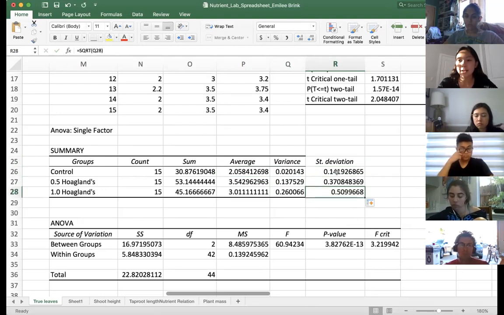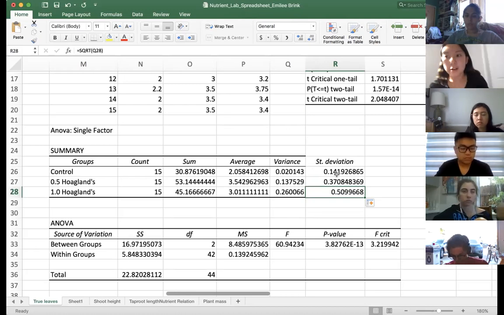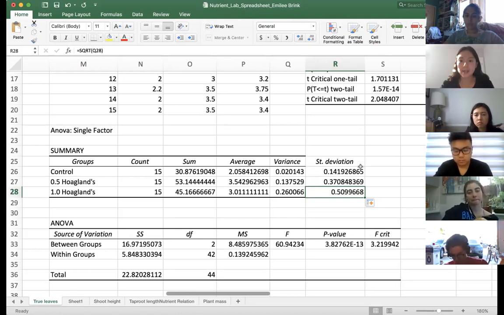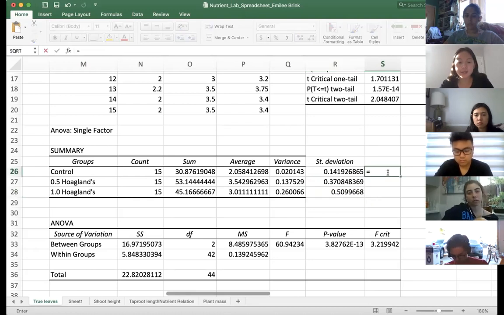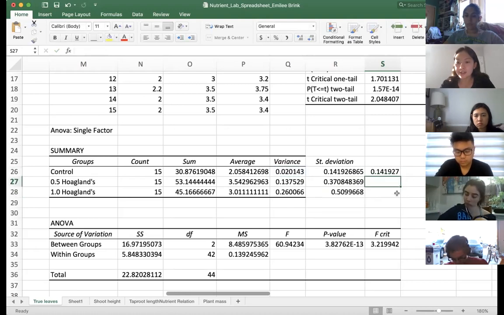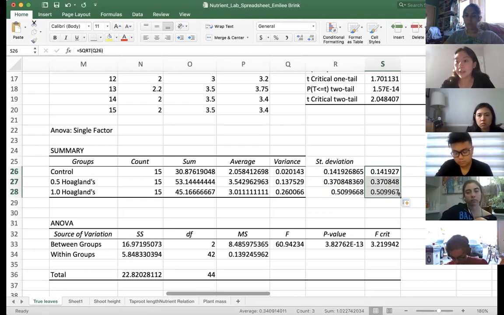Everybody with me on how to calculate standard deviation? Okay. So again, standard deviation is just the square root of the variance. In Excel, you would just type in equals SQRT, click on that, and then click on the variance right there, and then enter, and then drag it down, and it'll calculate it for you.